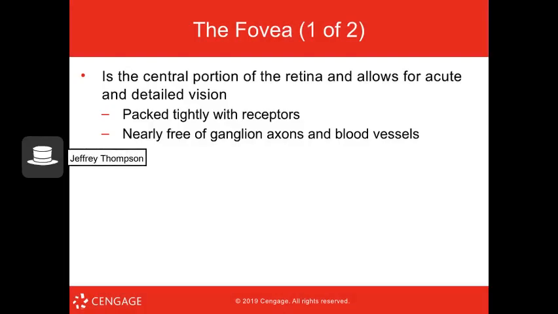So the fovea is the central portion of your retina, and it allows for very detailed vision because it is packed tightly with receptors, and it's nearly free of ganglion axons and blood vessels. So it's just focused on being focused. I hated saying that, but what are you gonna do? It's focused on being focused.